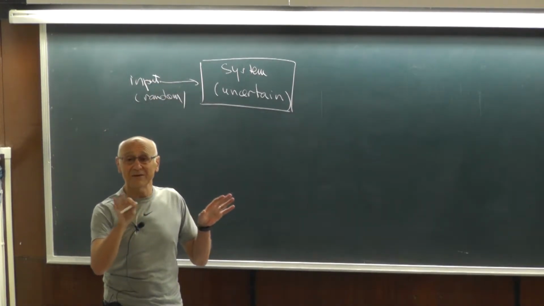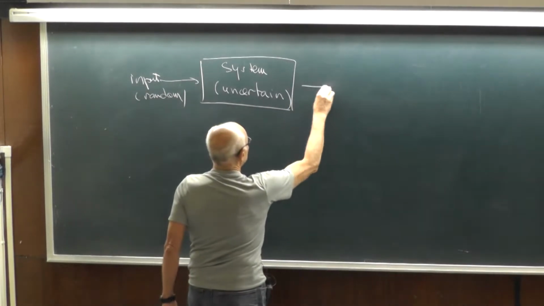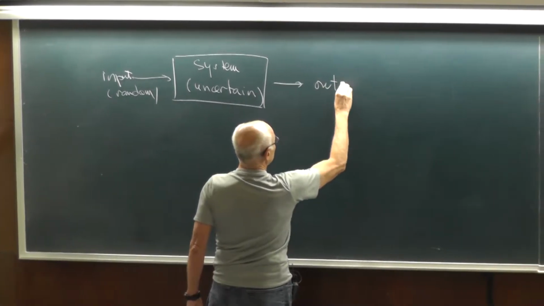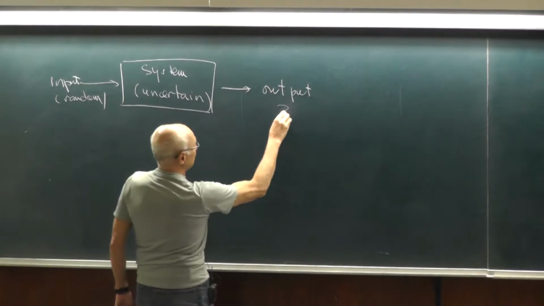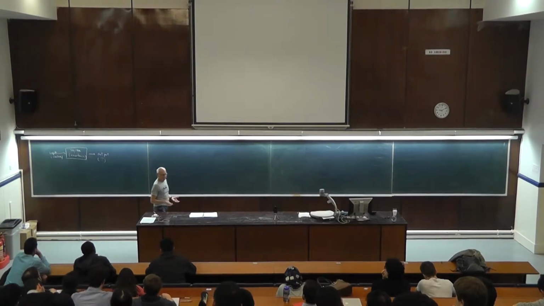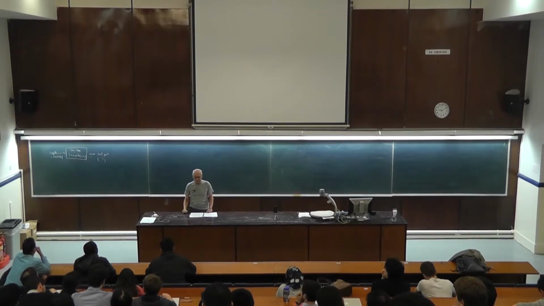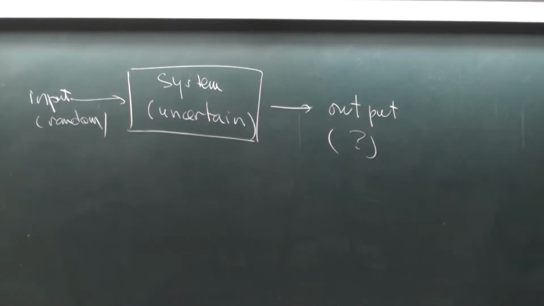Can you read up there, or do you want me to write? It's okay? Of course, this system has a certain quantity of interest, a certain output, and we want to characterize this probabilistically. To do that, we have to construct a certain framework. That's the probabilistic framework we are going to talk about today.